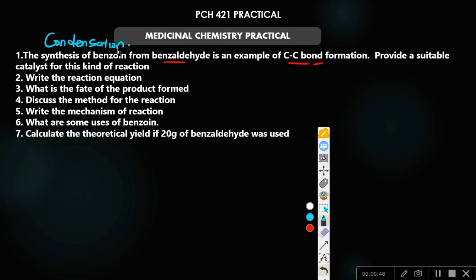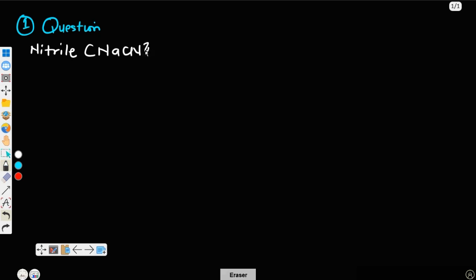Say, provide a suitable catalyst for this kind of reaction. Now, how do we provide a suitable catalyst? I have said earlier, this is question one. The catalysts that they usually use are the cyanides, right? In this case, you either use sodium cyanide, or in some cases you can even go as far as using potassium cyanide, depending on which cyanide you can use.